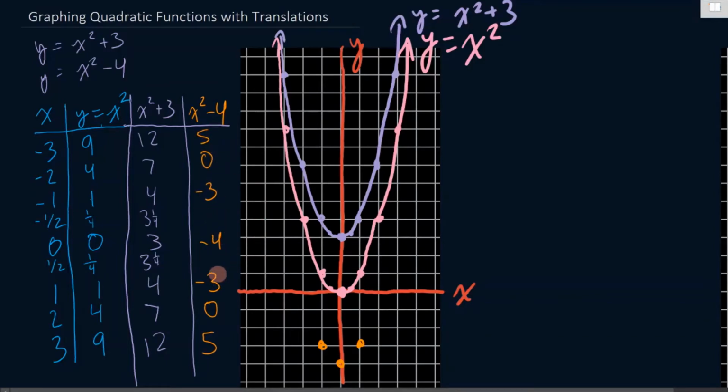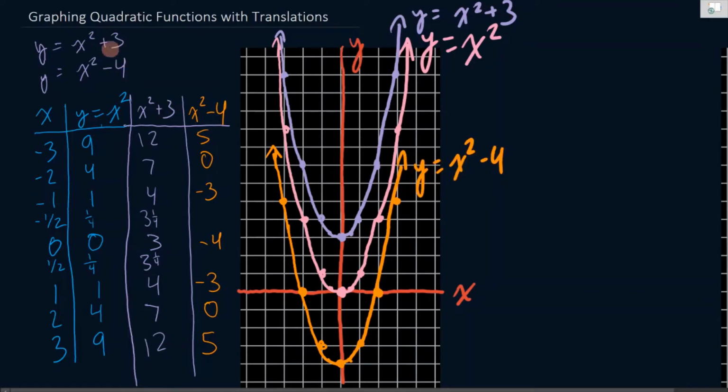At this point, we probably don't need the table. We know it's going to be a quarter box up from our vertex. So this point here is 1, 2, 3, 4 down. This point here is 4 down. This point here is 1, 2, 3, 4 down. 1, 2, 3, 4 down on this side as well. And so we got the point a quarter box up, and there we have it. This here is y equals x squared minus 4.